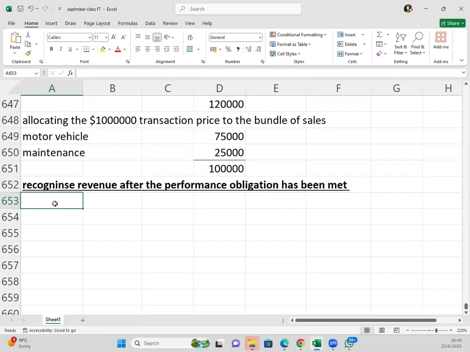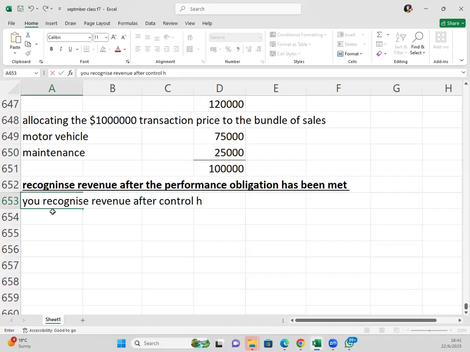Okay, what does this statement mean? Recognizing revenue after the performance obligation has been met means that you recognize revenue after control has been transferred, or after the service has been provided.